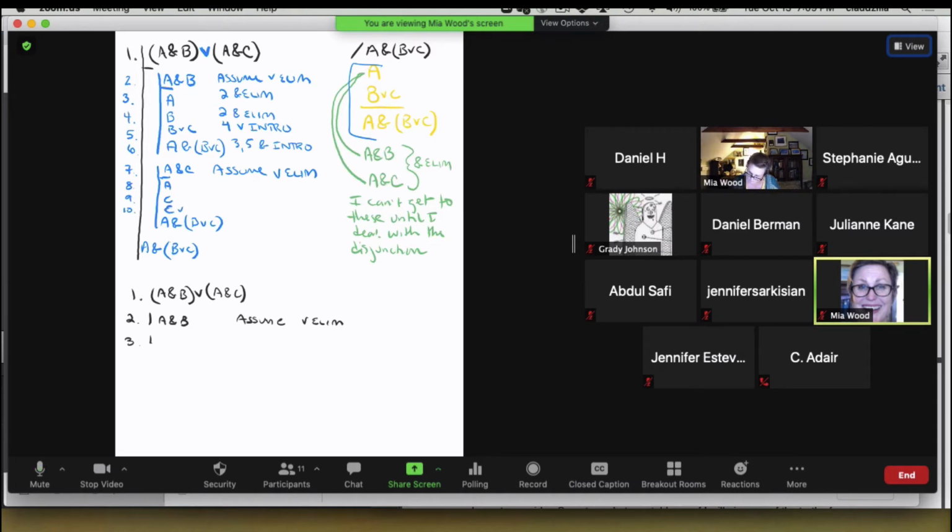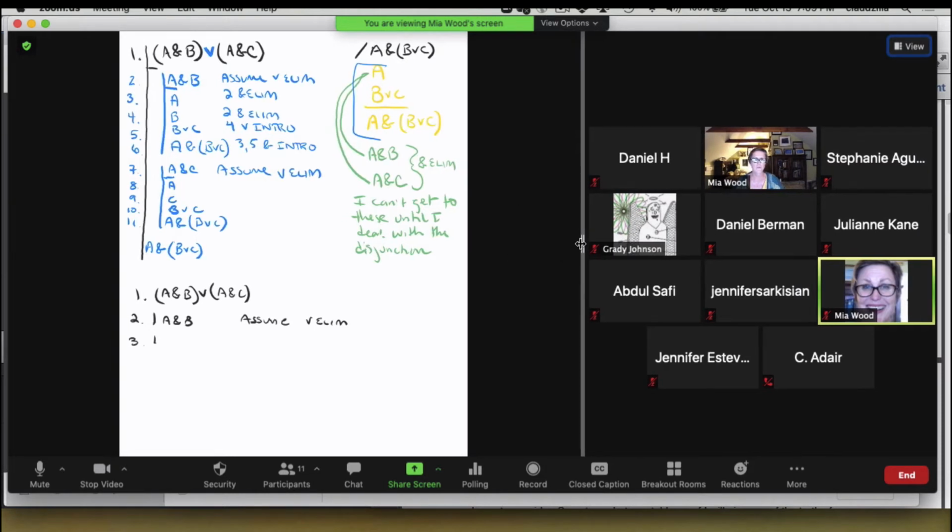So we're going to, again, introduce and conjoin. Okay, so quick show of hands or verbal or text. Look at lines 7 through 11. Look at lines 2 through 6. Do you see the mirroring? Do you see the parallel? So far, so good. Thank you. Okay. So now let's fill in our citations.